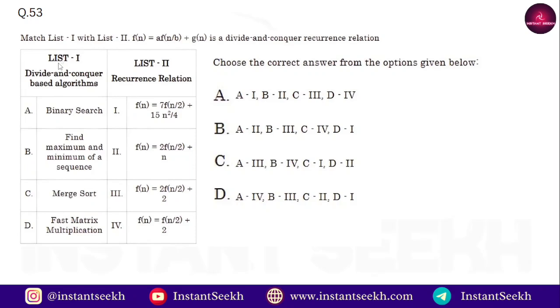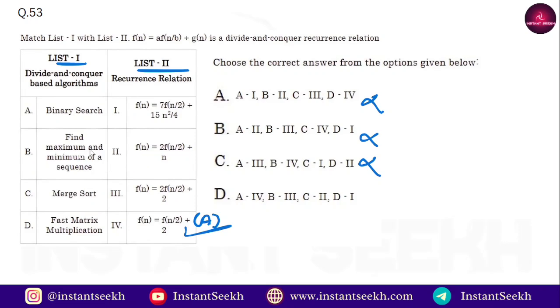We are given a list of divide and conquer algorithms, and we need to match them with the respective recurrence relation. Question number 53. Binary search, the easiest one. You should know binary search. f(n/2) plus 2 is the recurrence relation for what? Binary search. That is option A goes for 4. Let's try to eliminate. These three you can eliminate straight away. At least one or two you should be able to figure out.